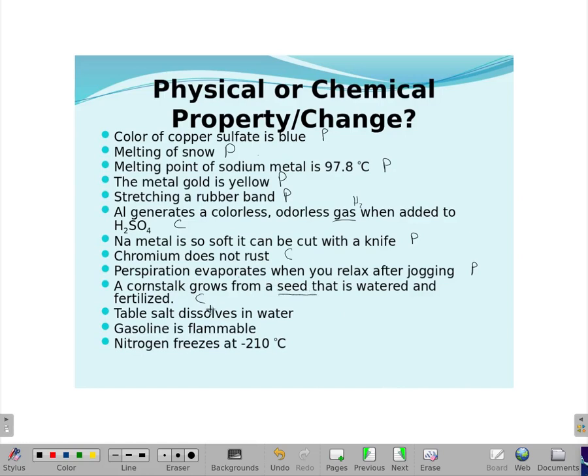Cornstalk grows from a seed. Chemical change because it's actually all that comes from that little tiny seed. Table salt dissolves in water. That is actually a physical property, because we can undo that. If you actually take salt water and boil away the water, you'll have salt. Gasoline is flammable, definitely a chemical change. It's going to turn into carbon dioxide and water as it burns. And last one, nitrogen freezes at negative 210 degrees. That's something to do with temperature, like these up here. That is a physical property.